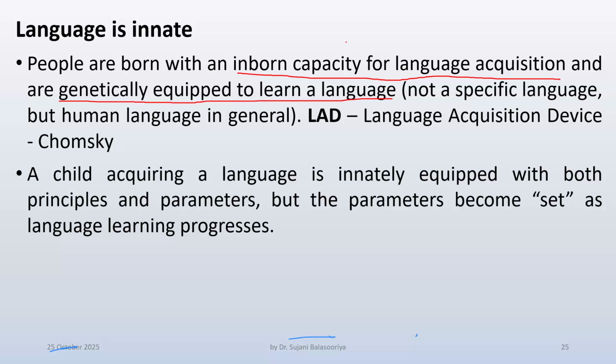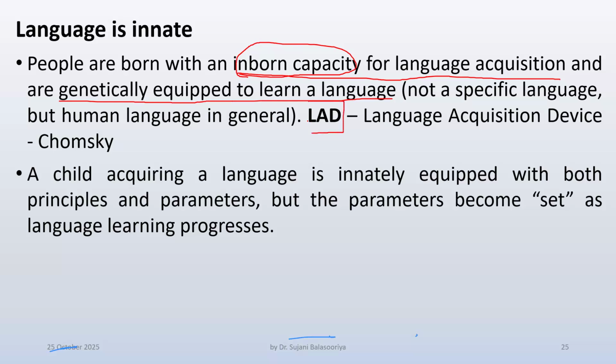We are not born with a specific language, but we are born with something. And that something is this inborn capacity. There is an inborn capacity within us, within human beings. What sort of a capacity is that? For language acquisition. To acquire or to learn a language, we have an ability. We are born with that ability. So we are genetically equipped to learn a language, not with a particular language, but with an ability to learn a language. And that ability is called LAD.